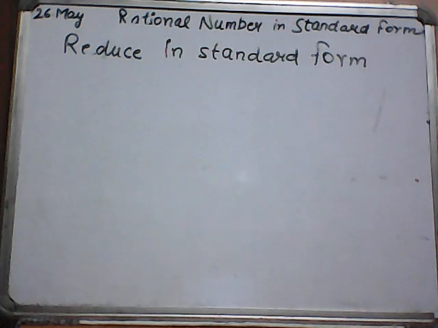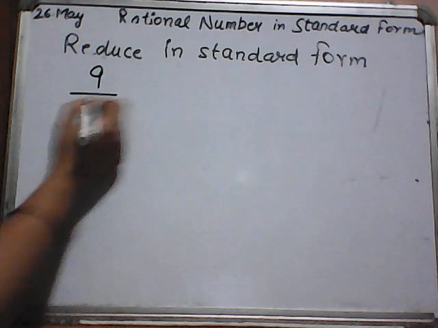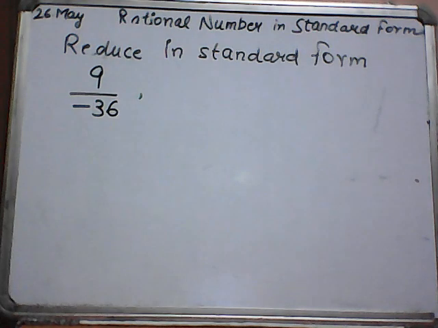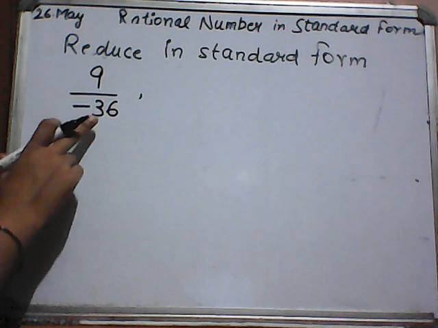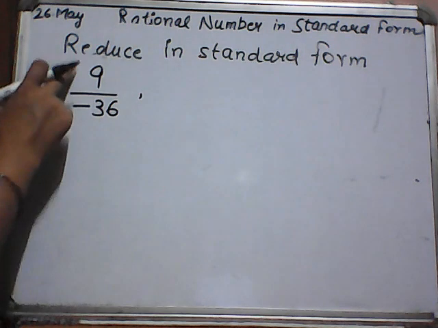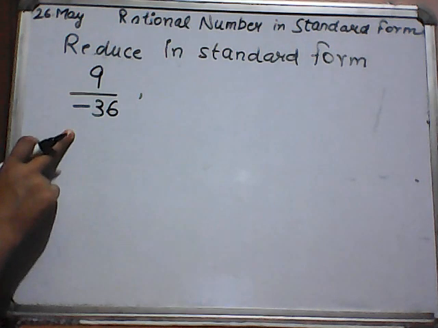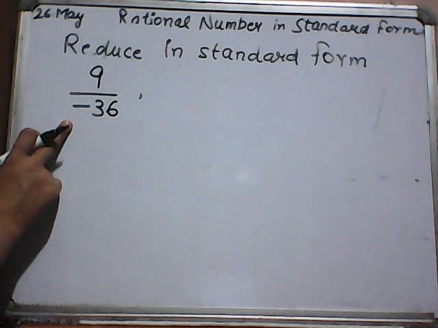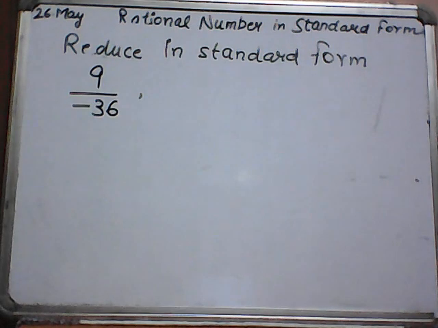If you have 9 divided by minus 36, firstly check whether it is in standard form or not. Here the denominator is negative, and the numerator and denominator both have a common factor other than 1. Both numbers are divisible by 9. That's why it is not in standard form. So reduce it to standard form.